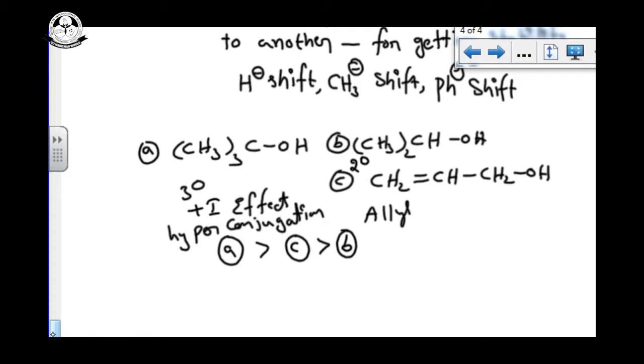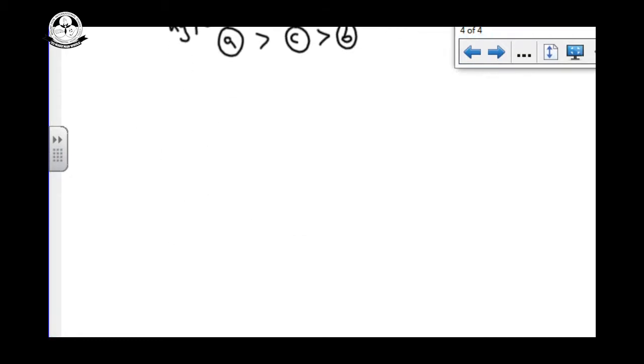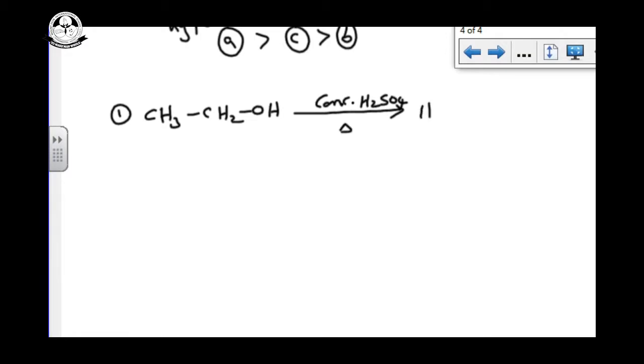Now we will see the examples for the hydride shift, methyl shift, and normal reactions. Example number 1: I am giving a normal alcohol, CH3CH2OH. I am taking concentrated sulfuric acid. As usual we can remove water and we get the answer, CH2=CH2.